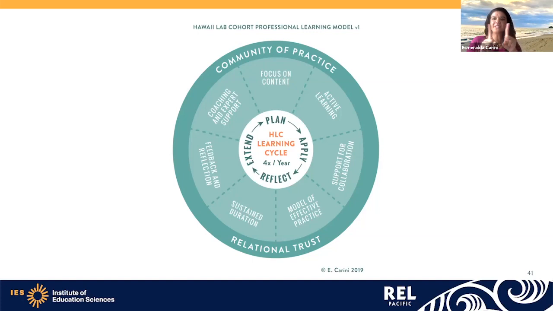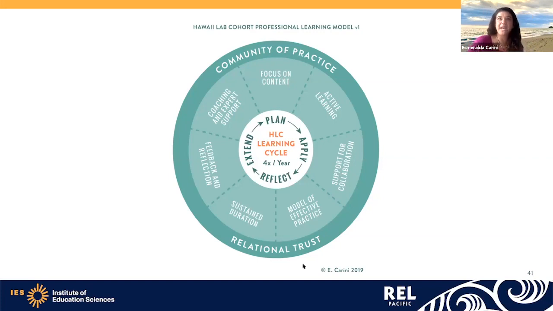And also there needs to be reflection time for the teacher. There needs to be time for teachers to look at student work and to reflect on their own practice to say, what is the impact of what I'm doing? How is that impacting my students' learning? So these are the 7 elements. Now, the lab incorporated all 7 elements.